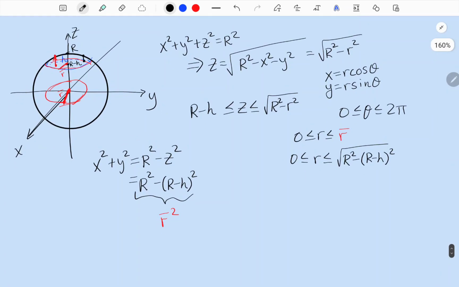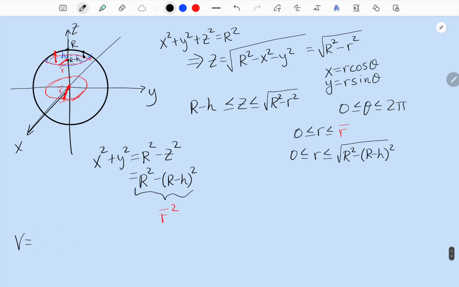Then what you have to do is just plug and chug into that volume formula. Volume is equal to the triple integral over this particular region of dV. Now what is dV in terms of cylindrical coordinates? dV is equal to r dr d theta dz.